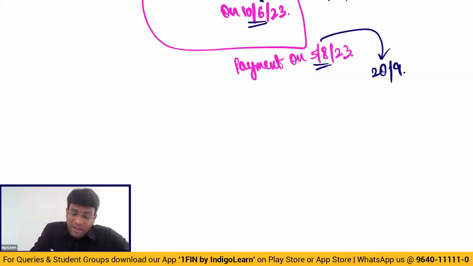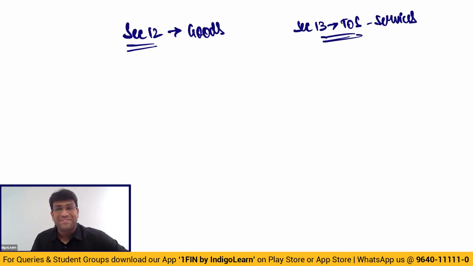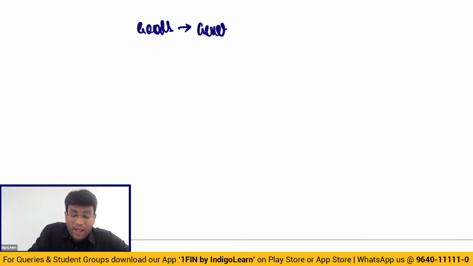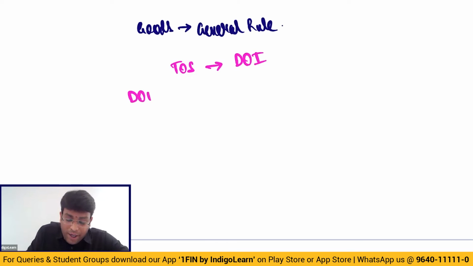Now listen. We have section 12, time of supply in case of goods, and section 13, which talks about time of supply in case of services. Let's understand. Now, my dear friends, in case of goods, there is a general rule which says that time of supply is always the date of invoice. I repeat again, time of supply is always what, my dear friends? Date of invoice.